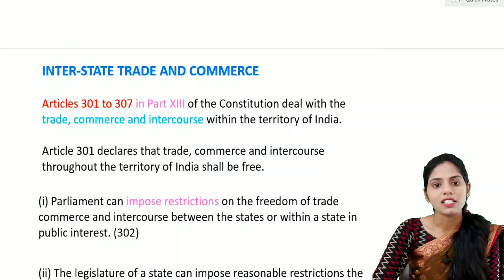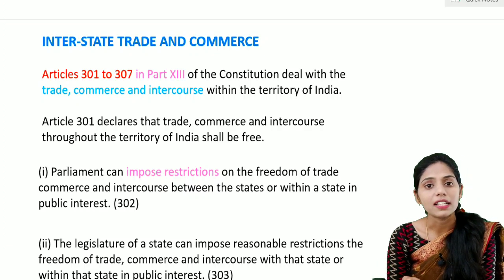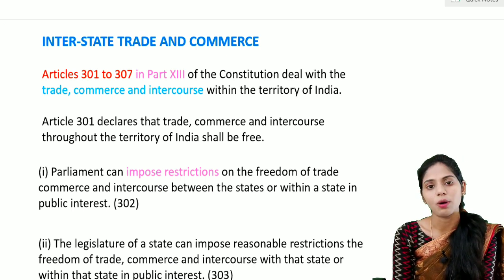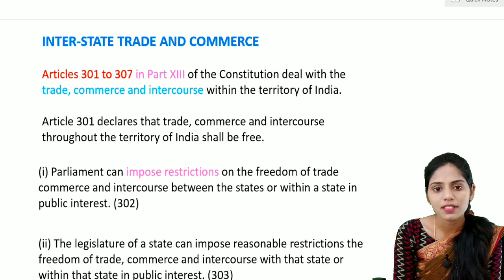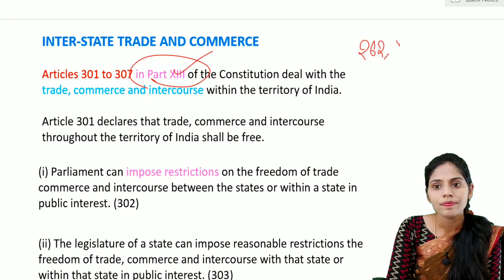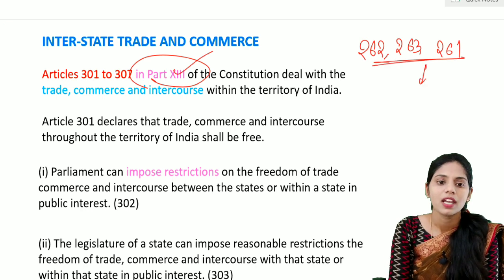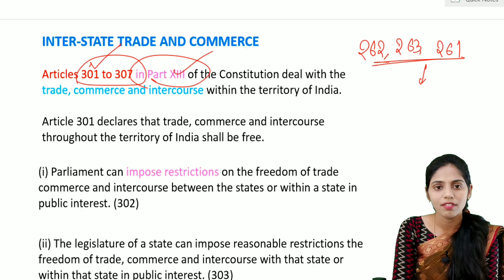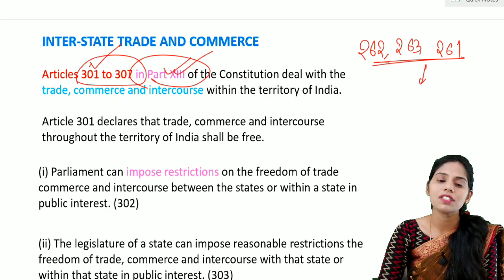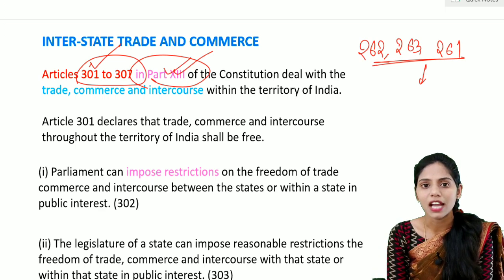Let us see the next one, that is interstate trade and commerce. Articles 301 to 307 of the Constitution mainly talk about interstate trade, commerce and intercourse, and they are present in Part 13 of the Indian Constitution. Till now we studied Article 262, Article 263 and Article 261, which are present in Part 12. From Article 301 to 307, they are present in Part 13, and this deals with trade, commerce and intercourse within the territory of India. So let us see article by article in detail.